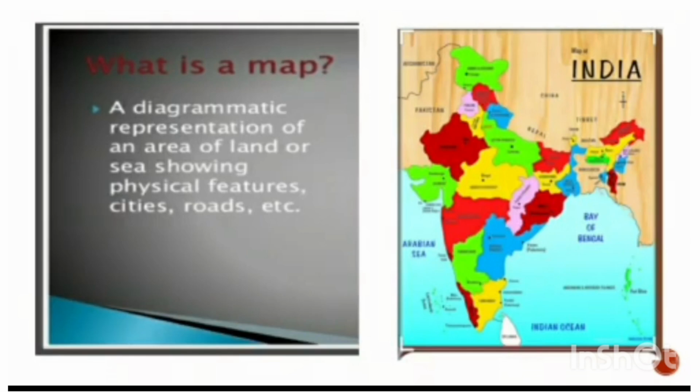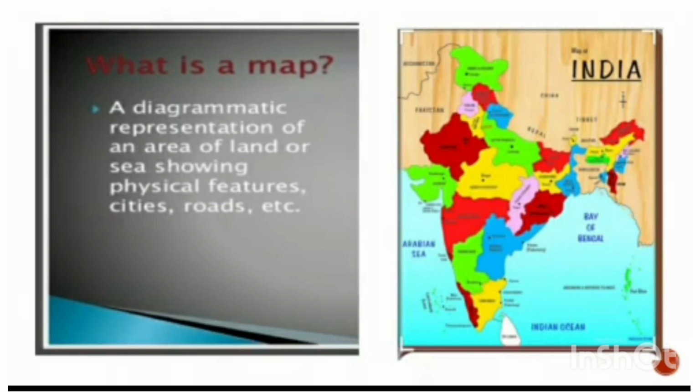And this is a map. It is a diagrammatic representation of an area of land or sea showing physical features, cities, roads, etc. In this map of India, we can see around it the Arabian Sea, Bay of Bengal, and Indian Ocean, and the countries located just above the Indian border are Pakistan, Nepal, Bhutan, etc. The border also consists of China, and near Pakistan we can see the edges which are connected to Afghanistan.